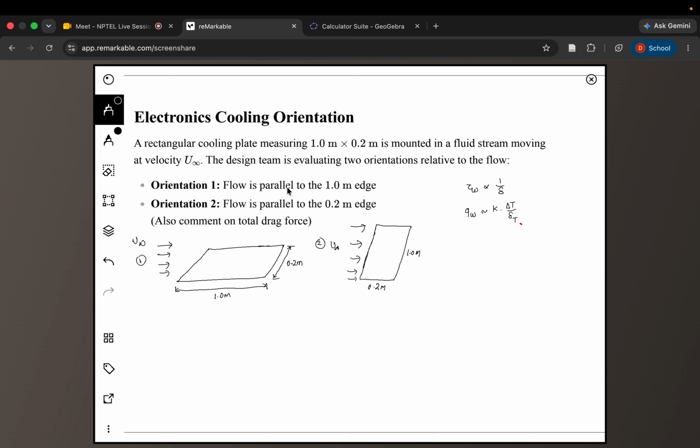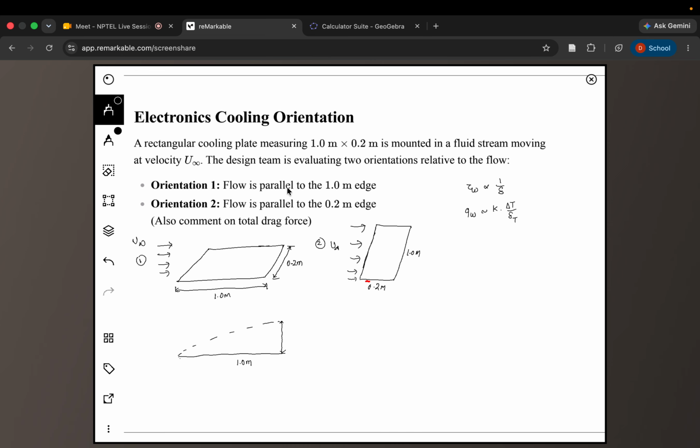So here also it follows the same logic: the heat transfer from the surface will be inversely proportional to the thermal boundary layer thickness. So if I want to increase my heat transfer, my thermal boundary layer thickness has to be reduced. So in case 1, we are having flow in this direction. This is my 1 meter surface. So my thermal boundary layer will keep growing, and it will reach something like this. This is for a 1 meter surface.